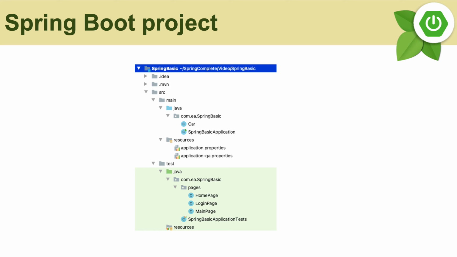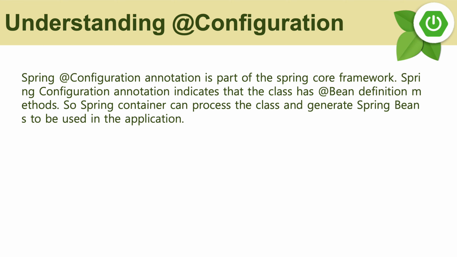But now Selenium WebDriver is going to be an all new object and we have to auto-wire that as well. We can do that using a component, of course, but there is a good practice of having a configuration in Spring Boot which can do it for you as well. Spring's @Configuration annotation is a part of the Spring Core framework, and it indicates that the class has a bean definition method, so the Spring container can process the class and generate the Spring beans to be used in the application.